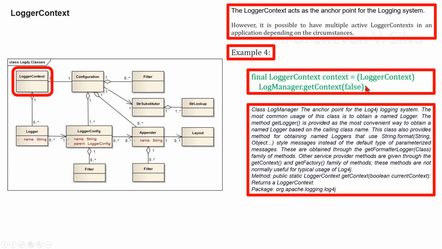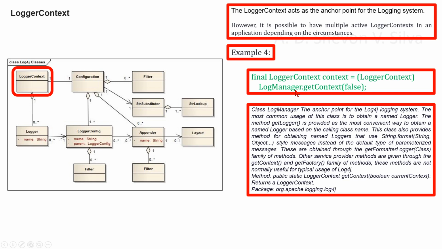Here you can see the class LogManager, the anchor point for the Log4j logging system. The most common usage of this class is to obtain a named logger. The method getLogger is provided as the most convenient way to obtain a named logger based on the calling class name. This class also provides methods for obtaining a named logger that use String.format style messages instead of the default type of parameterized messages. These are obtained through the getFormatterLogger family of methods.